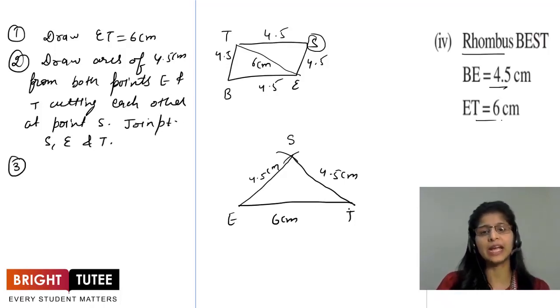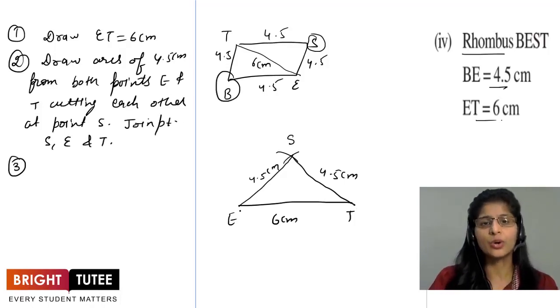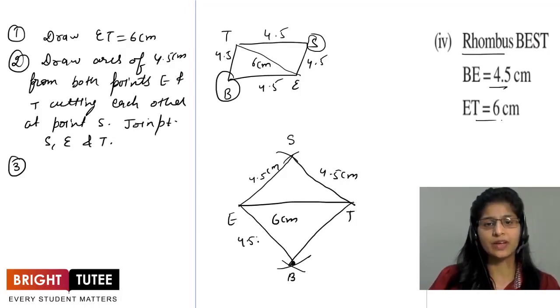The next step, from E and T, again we see that B is 4.5 centimeter away. So we are going to draw 4.5 centimeter. How? We will make the first arc of 4.5 centimeter from point E and another from point T. So 4.5 and 4.5. So we are going to join these points. So this will be meeting somewhere here, and this is our point B. So 4.5 centimeter, 4.5 centimeter. So the same step you are going to write.